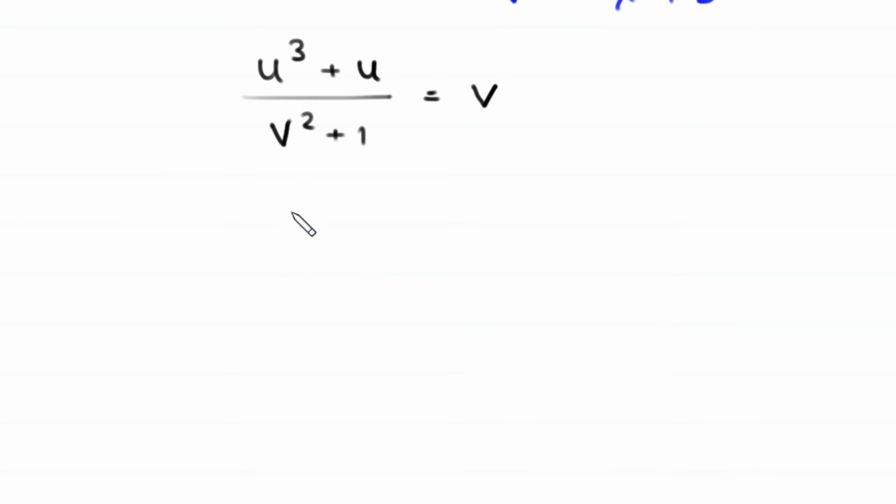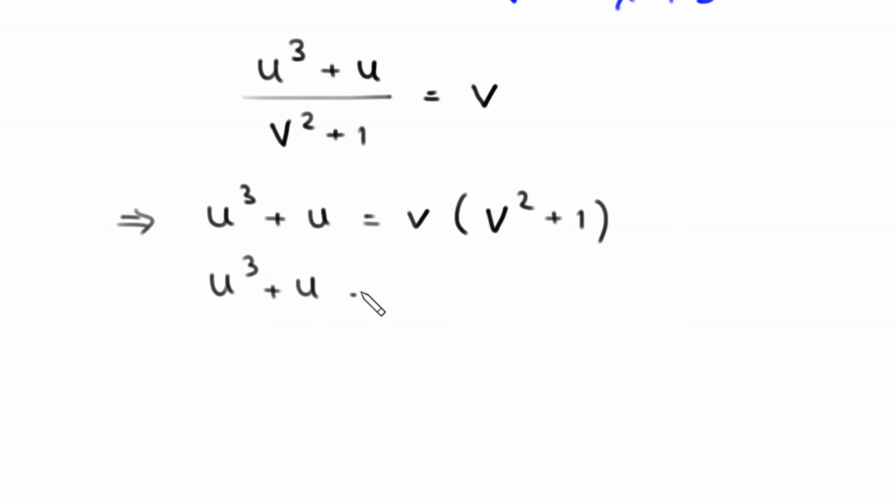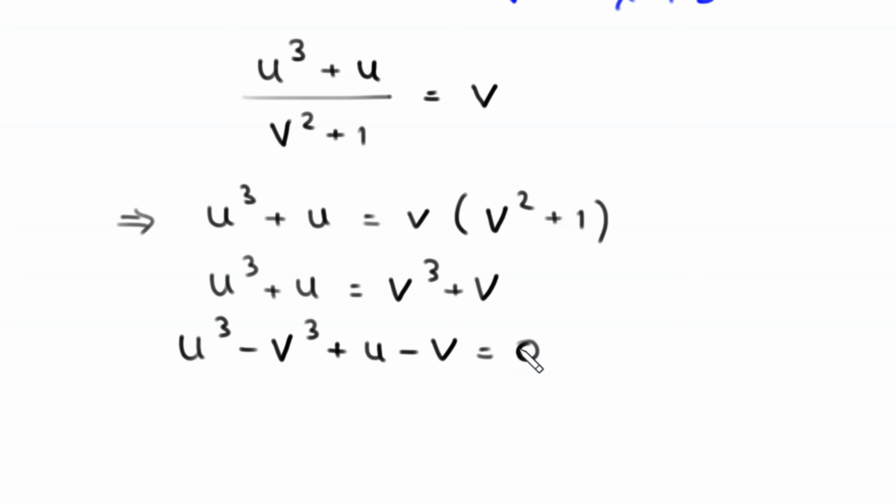Multiply both sides by v squared plus 1. This implies that u cubed plus u equal to v times v squared plus 1. Further simplifying, this will become u cubed plus u equal to v cubed plus v. Move these two terms to the left hand side, and the equation will become u cubed minus v cubed plus u minus v equal to 0.